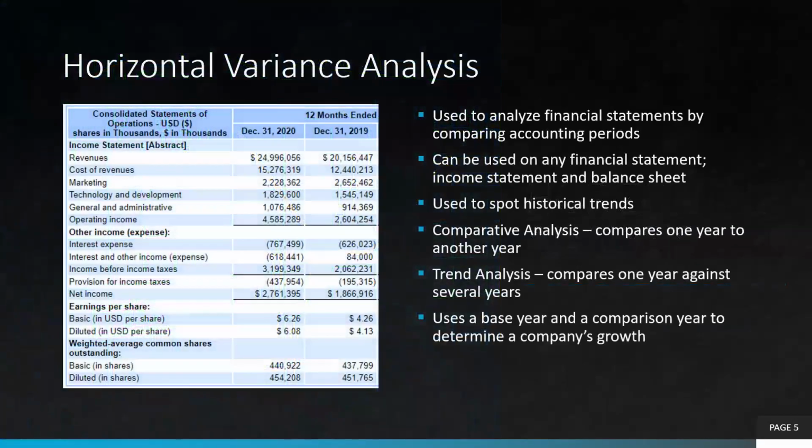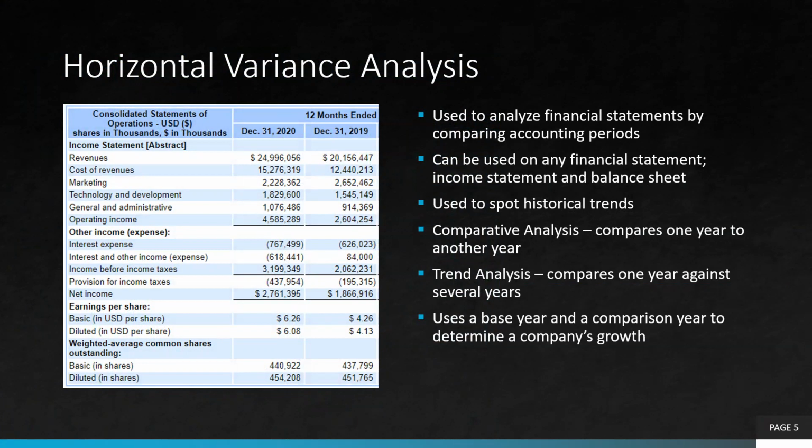So the first thing we're going to be looking at is a horizontal analysis. And a horizontal variance analysis is typically used to analyze financial statements by comparing accounting periods. So in this example, we're going to be analyzing 2020 versus 2019. And you can do a horizontal variance analysis not only on an income statement, which is what we have here, but you can also do this on a balance sheet. And again, it's used to spot historical trends.